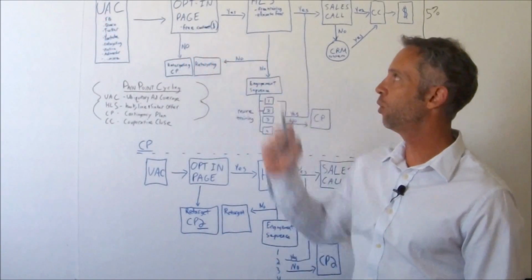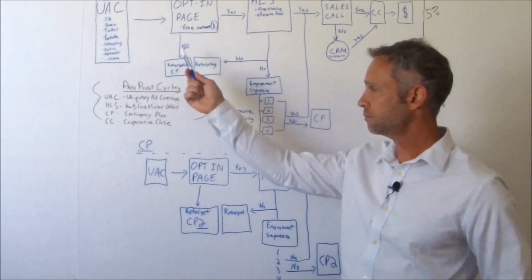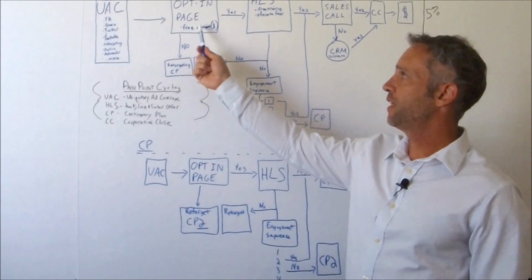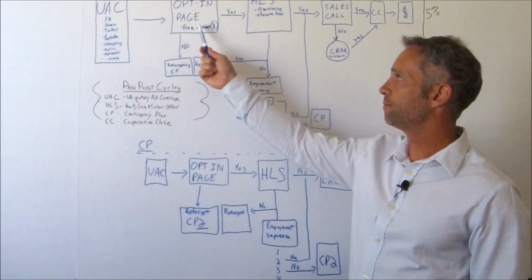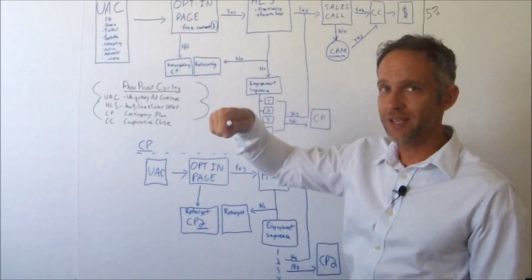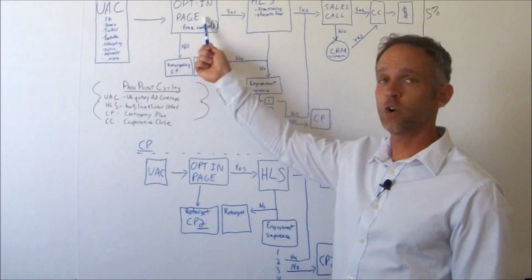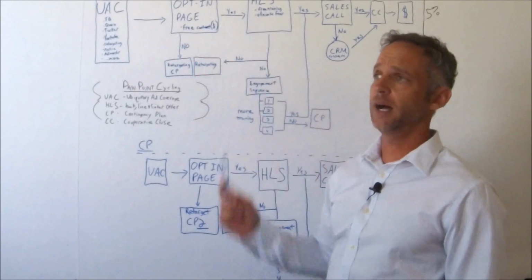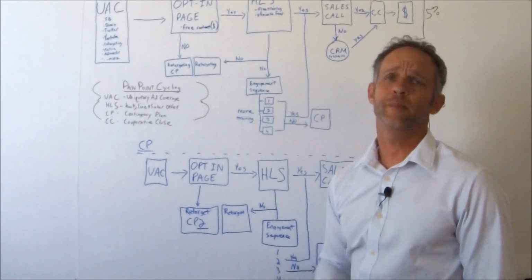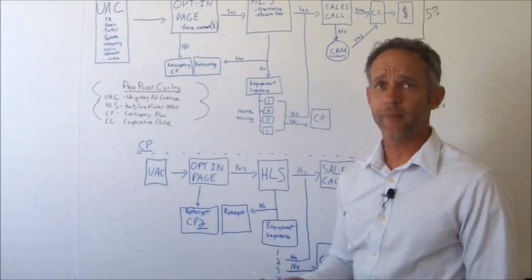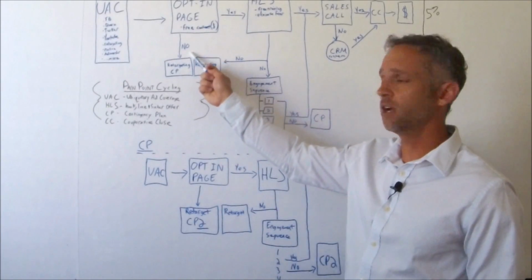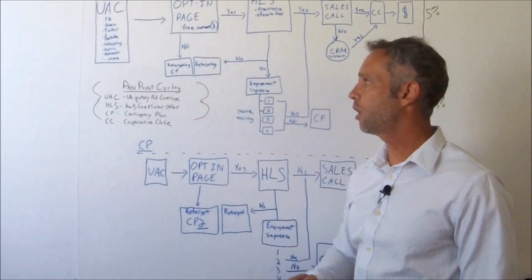So let's say they get to the point with the opt-in page. If they give you your email in exchange for the content, they're going to go on to the next step. But they could just go to the page and say, you know what, I'm not ready for the content. I don't want to give up my email, whatever. That's common. It happens all the time. Then they go here. This is no. They go into retargeting CP.